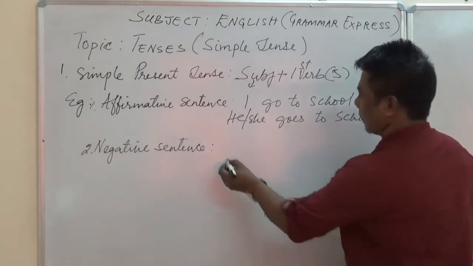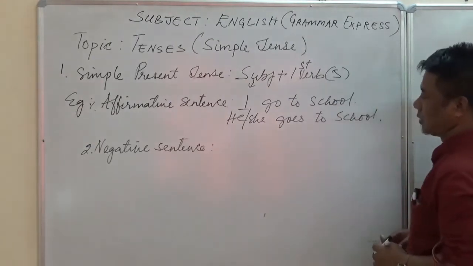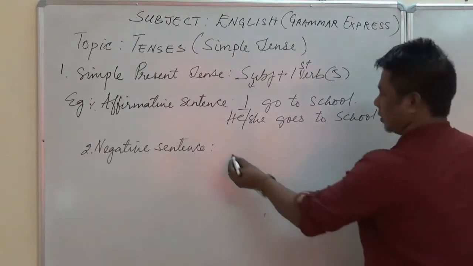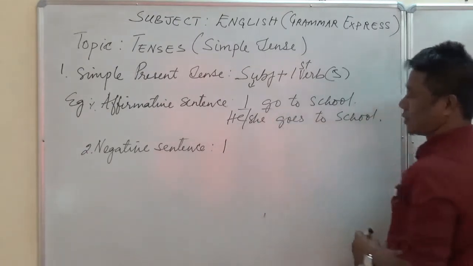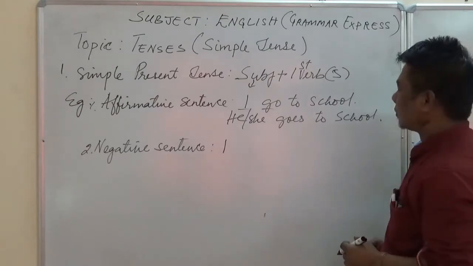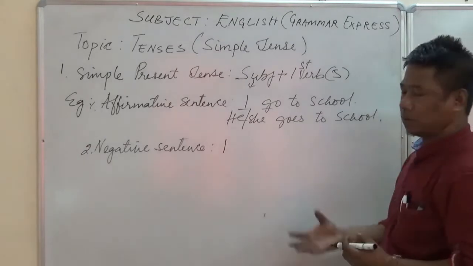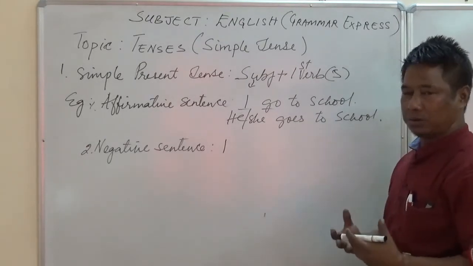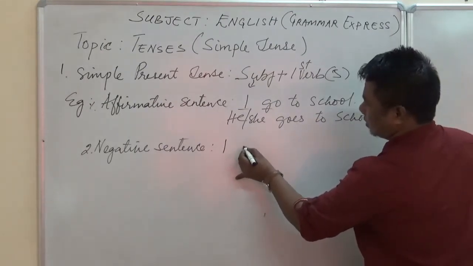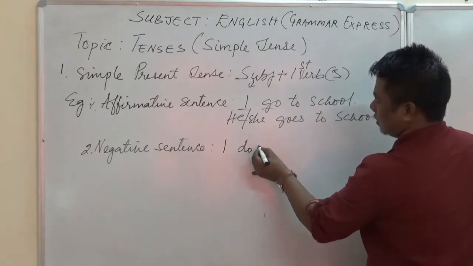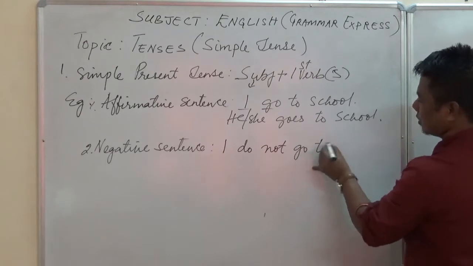Okay. For example, here, suppose that we change these two affirmative sentences into negative. We have to remember, since there is no auxiliary verb in the sentence, in order to use not, we need to add one auxiliary verb. So that auxiliary verb will be do not. I do not go to school.